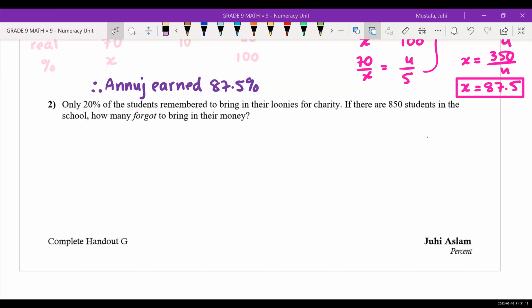Okay, so what do you think for question number 2? Only 20% of the students remembered to bring in their loonies for charity. There are 850 students in the school. How many forgot? What do you think are the columns that we're going to write when we write it in words? Sharia?